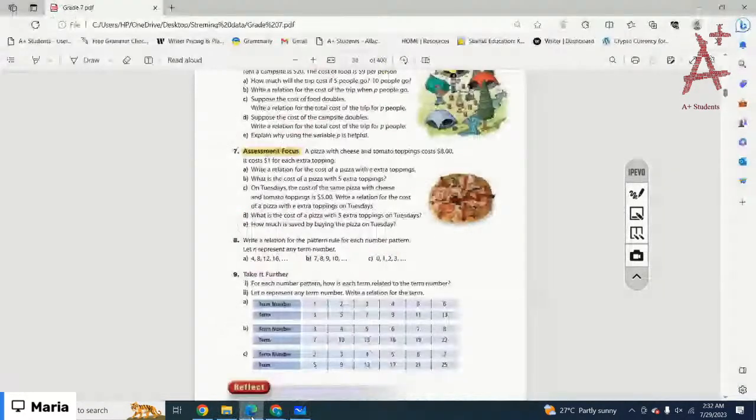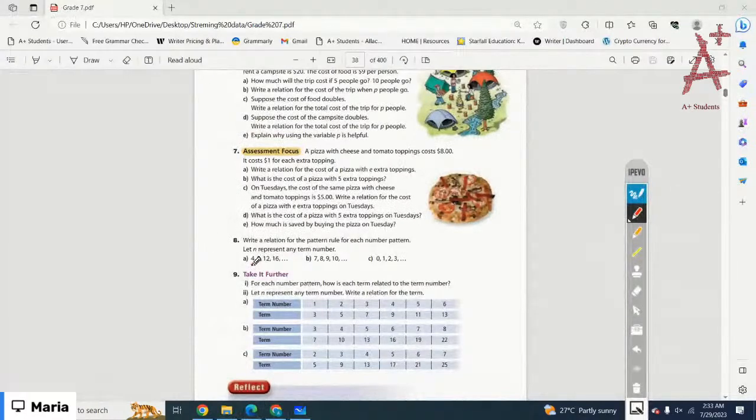Okay, let's just start with question number 8. Write a relationship for the pattern rule for each number pattern. Let n represent any term number. Okay, 4, 8, 12, 16. All the numbers are the multiples of 4, right? So that means if n is the number of terms, it would be 4 times n. That is term 1, that is term 2, that is 3, 4. You can see 4 times 1 is 4, 4 times 2 is 8, 4 times 3 is 12, and 4 times 4 is 16. So it would be for 8 is 4n. Got it?